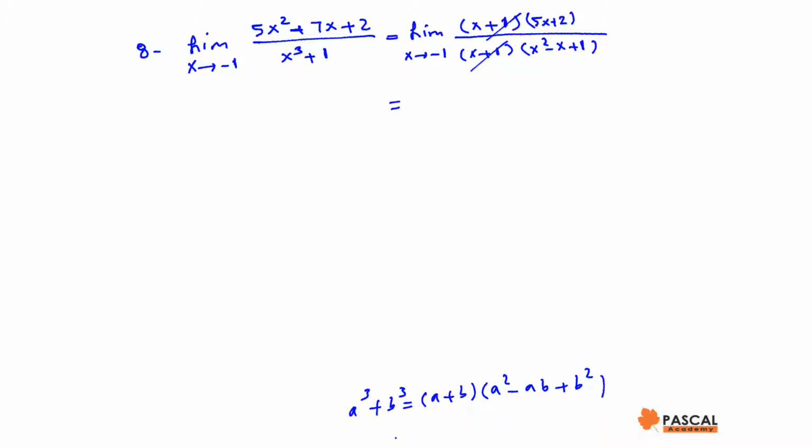If we reduce the function, the given limit is the same as limit of 5x plus 2 divided by x² minus x plus 1 as x approaches negative 1. When x approaches negative 1, the numerator of the fraction approaches negative 3 and the denominator approaches 3. Therefore, the limit of 5x² + 7x + 2 divided by x³ + 1 as x approaches negative 1 is negative 1.